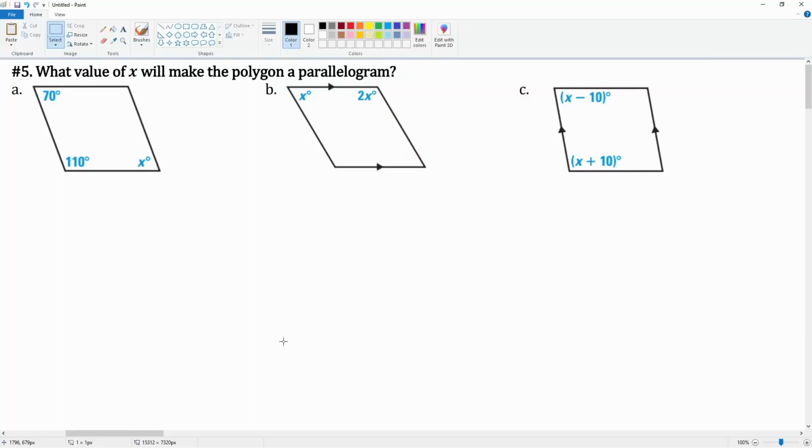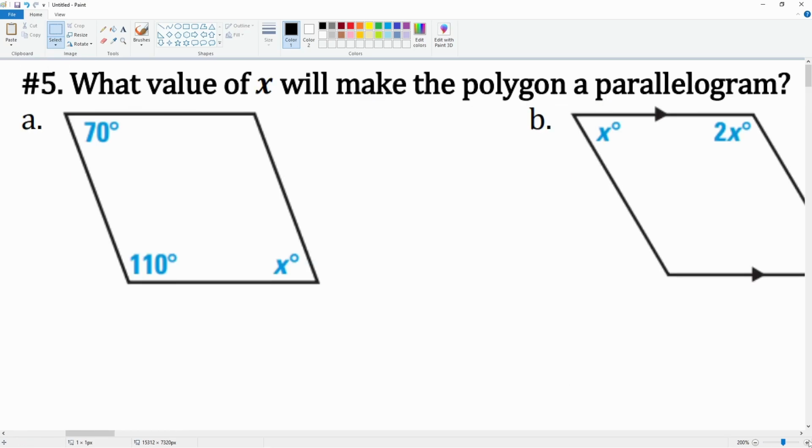Number 5, it asks what value of x would make this polygon a parallelogram? Well, we know certain things about a parallelogram. We know that the opposite angles here have to be congruent. So therefore, we can set up the equation that 70 degrees has to be equal to x. Okay, so there we go. We just solved for x.